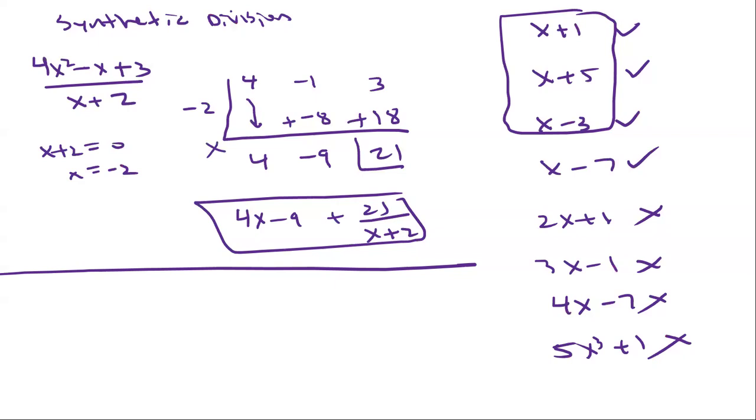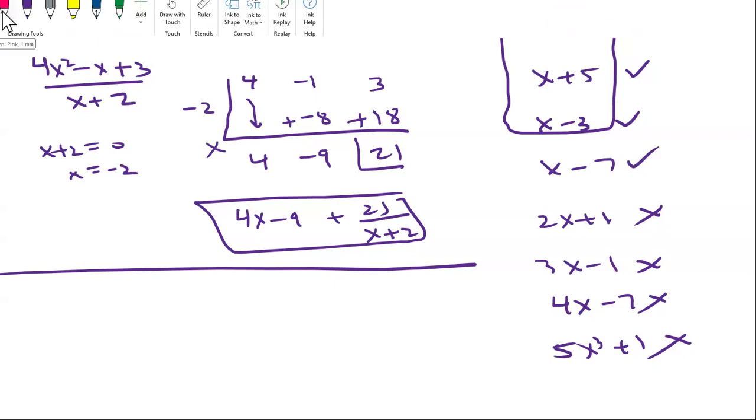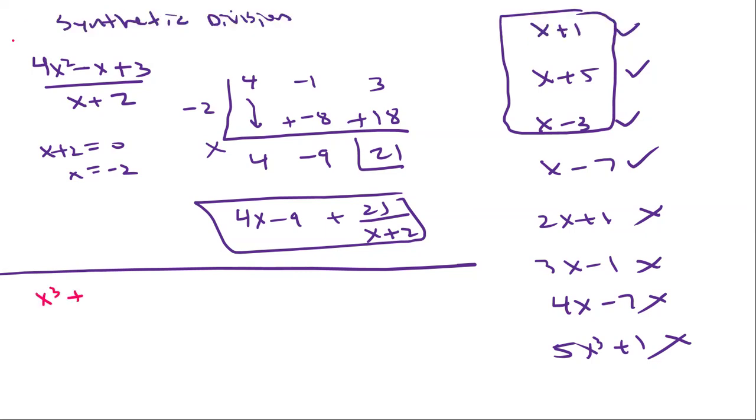So let's say I wanted this one, x cubed plus x squared minus 2x plus 12 divided by x plus 3. Okay? So I'm going to use synthetic division. Again, I can do long division. That's totally acceptable. But since I meet one of these conditions here, I can just do synthetic division.